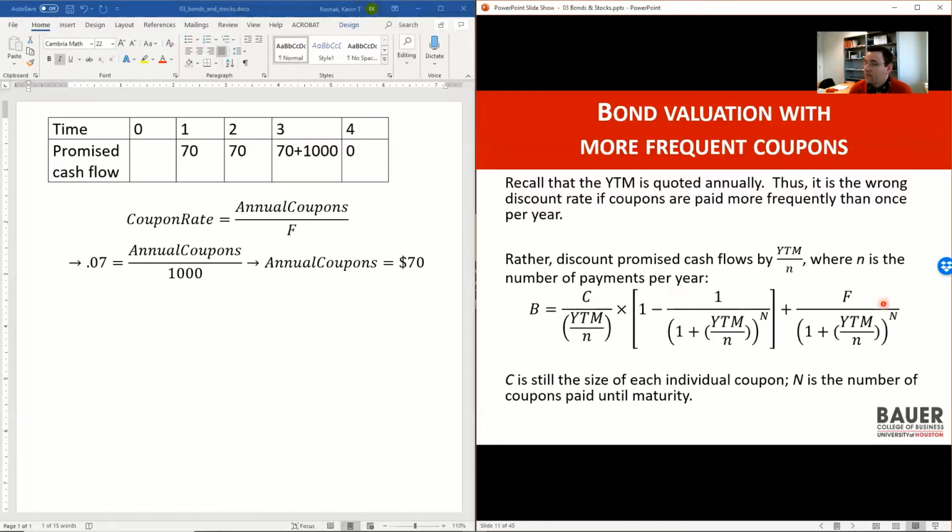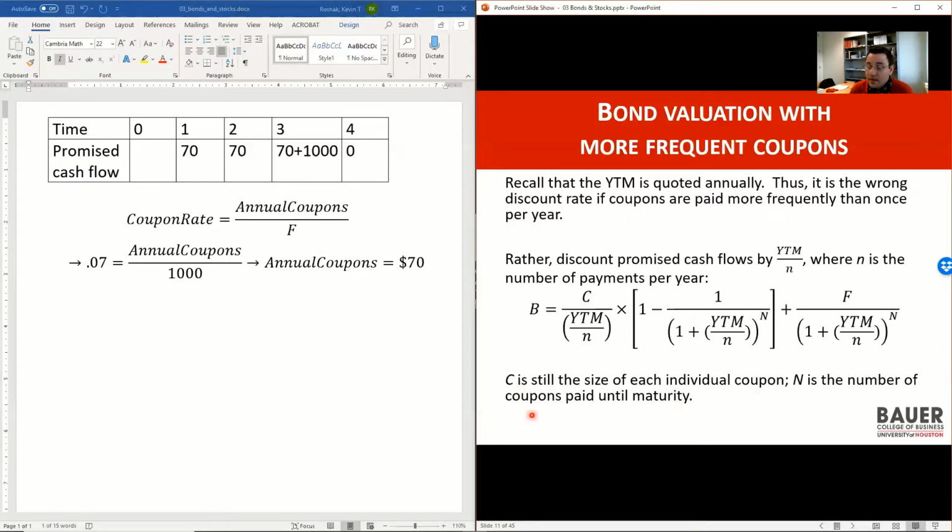It's an annuity here plus the discounted face value. The only difference is the yield to maturity has to get cut because each cash flow is arriving more frequently than once a year. So you can't use an annual rate to discount stuff that's occurring more frequently than that. C is still going to be the size of each individual coupon. So C is now going to be what you're getting every 6 months, not what you're getting every year. It's what you're getting each time you get to cash in the coupon.